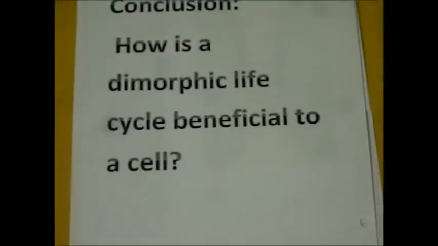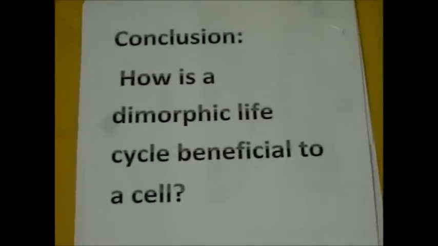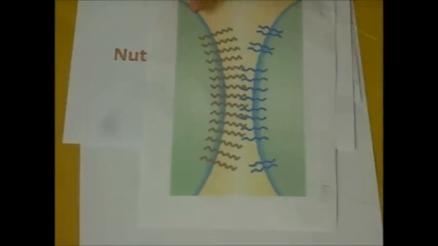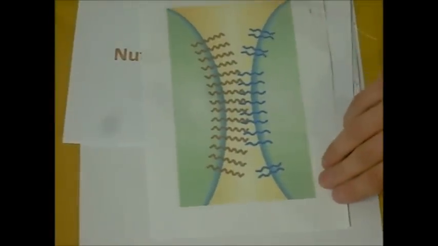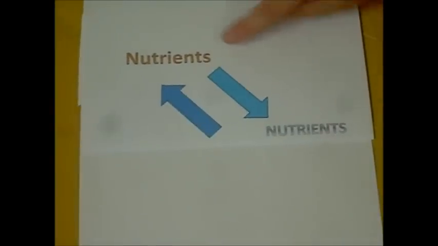Section 5. The conclusion. How is a dimorphic life cycle beneficial to a cell? Caulobacter normally live in very dilute places. Being able to attach to other cells can help their survival in these environments by allowing cells to exchange nutrients with one another.